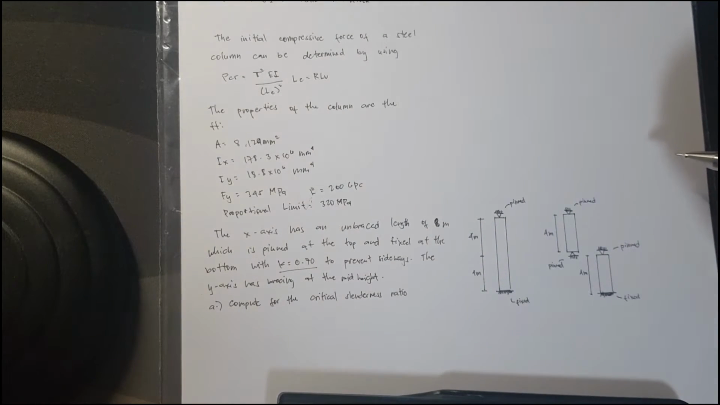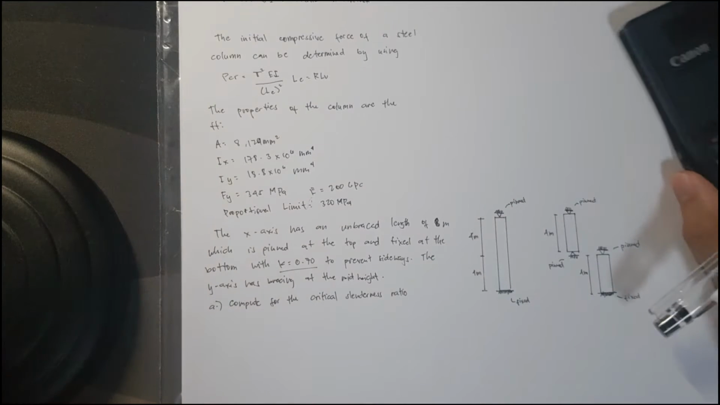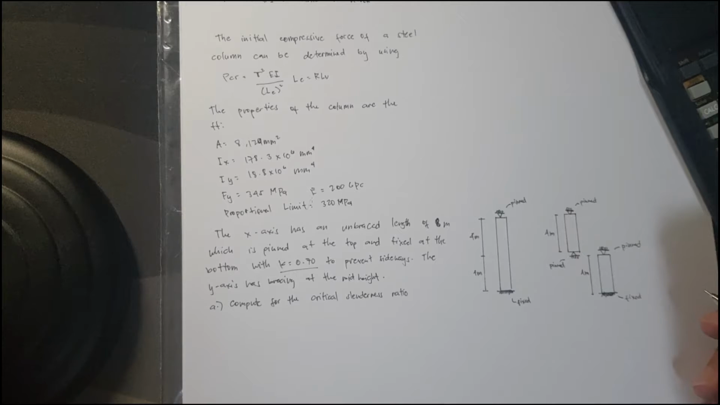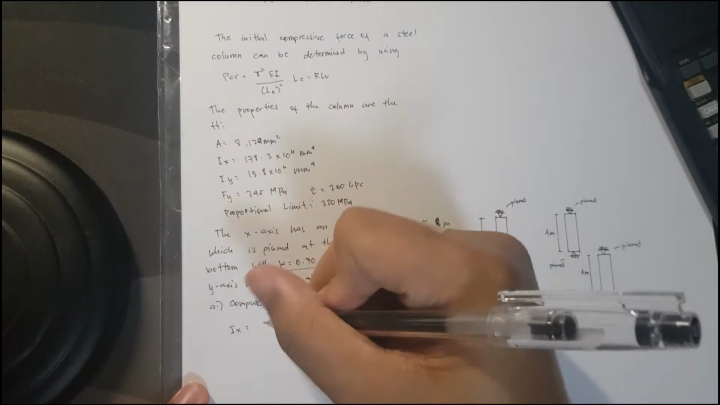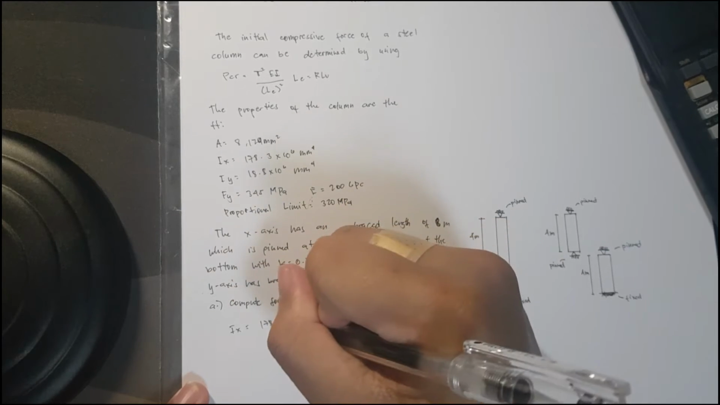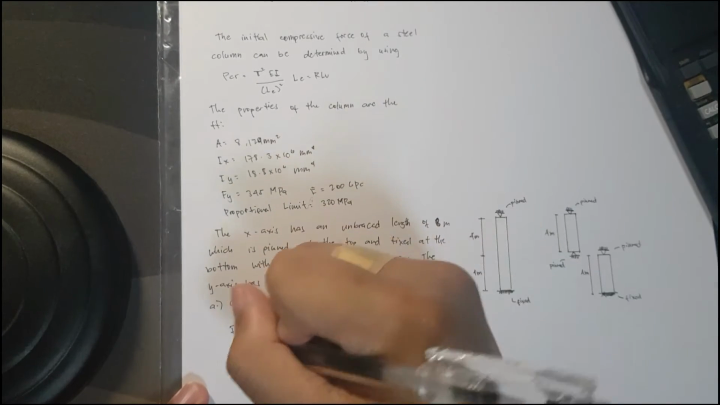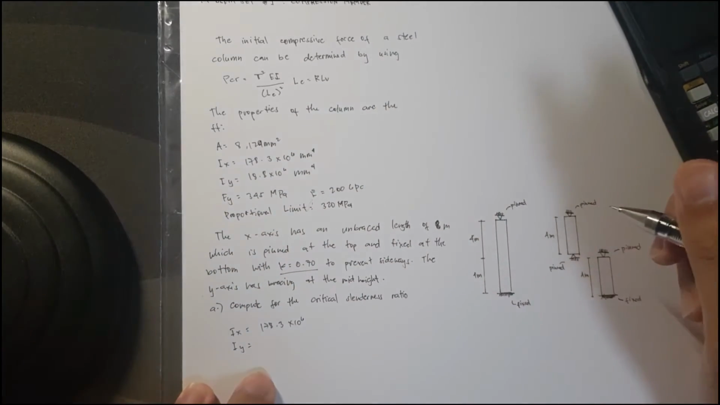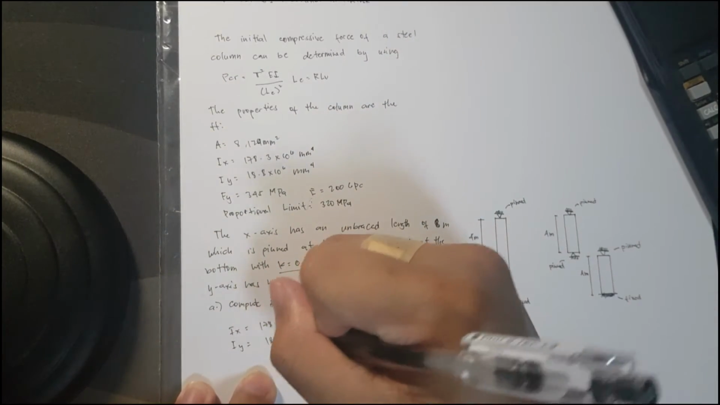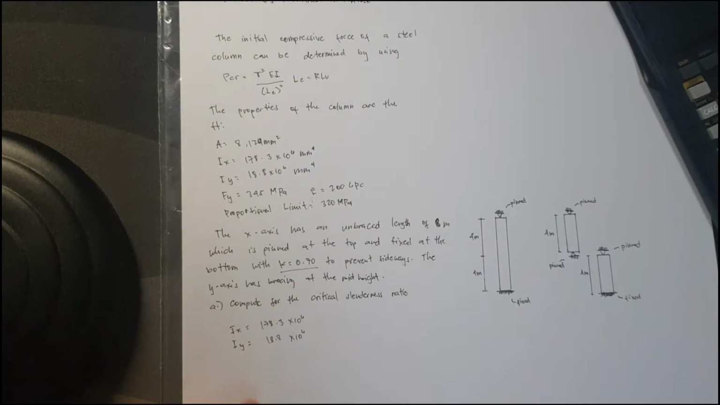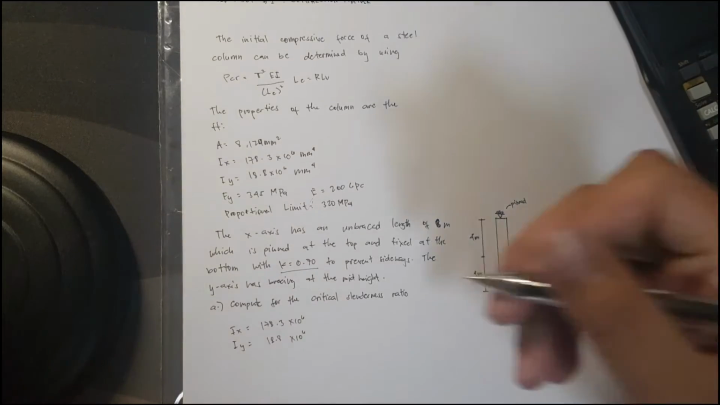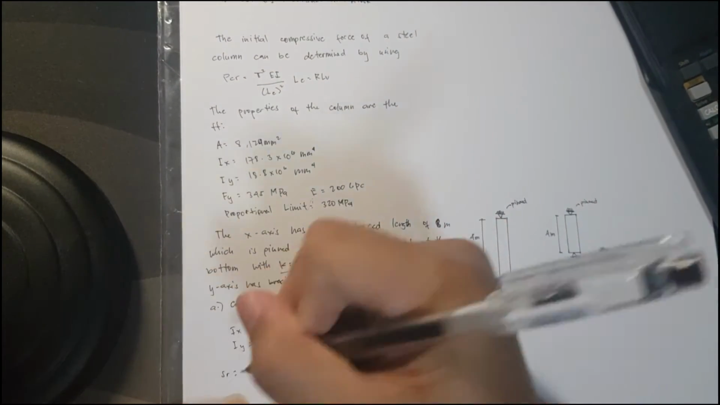So ang una natin gagawin, meron tayong given na moment of inertia with respect to x. Value natin is 178.3 times 10 raised to 6. Moment of inertia naman with respect to y is 18.8 times 10 raised to 6. So hanapin muna natin yung value of slenderness ratio. SR na lang sabihin natin.